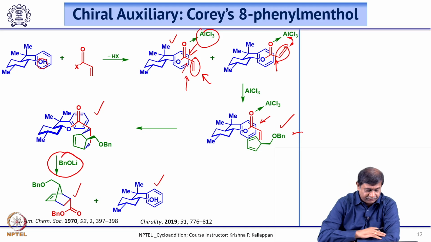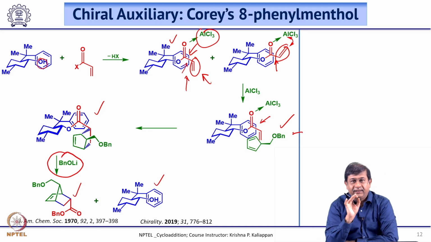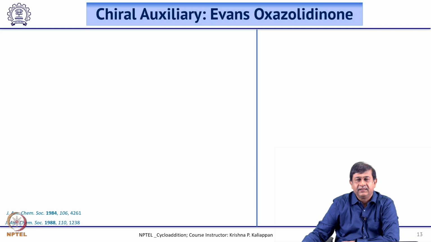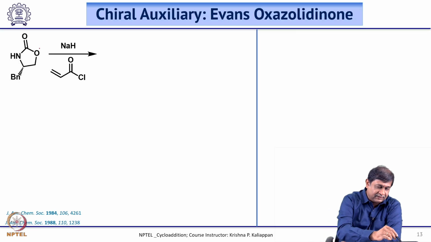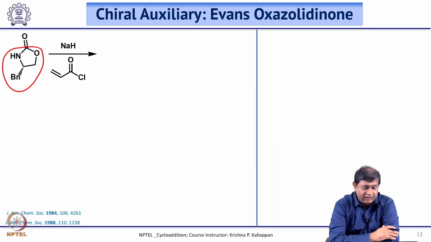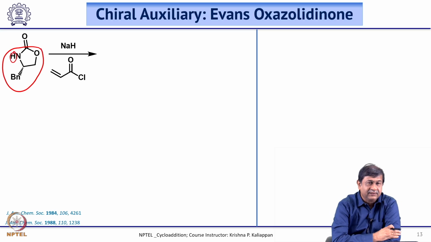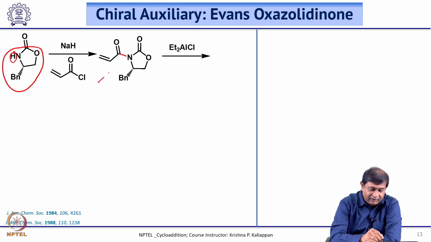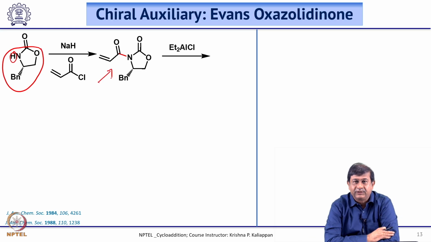Okay. So this is how you can see Corey cleverly used 8-phenyl menthol as the chiral auxiliary in the 4+2 cycloaddition reaction. So now we will move to the Evans chiral auxiliary, which is called Evans oxazolidinone. So here this oxazolidinone is prepared from the corresponding amino acid. So now you can deprotonate this NH and then attach the acyl chloride. So now you can see here you have successfully attached your dienophile to Evans oxazolidinone.